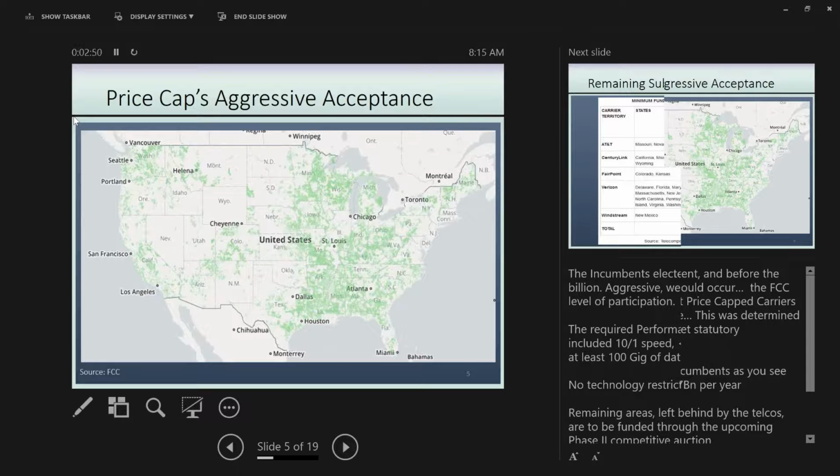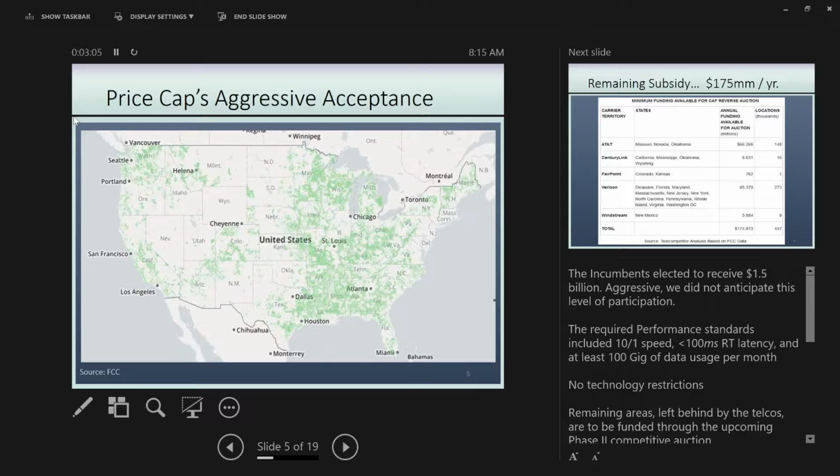The required performance standards, as Troy indicated, do require a 10/1 level service to be built out over 6 years. And that requirement to serve voice and other interactive applications that are important to all users today had a requirement of 100 milliseconds round-trip latency and at least 100 gig of data usage per month. There were no technology restrictions at all. The remaining areas left behind by the telcos are to be funded through this upcoming auction.